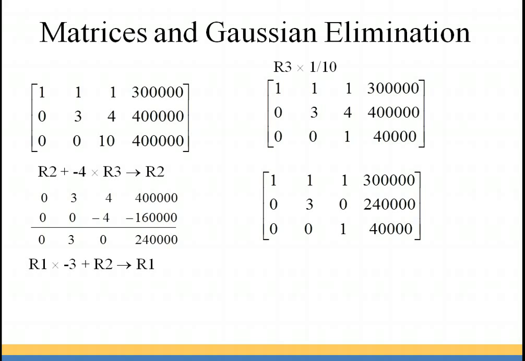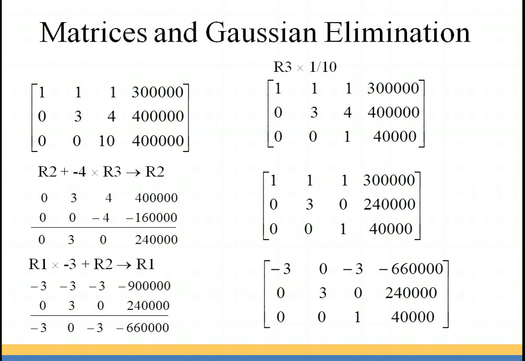Alright, so we're going to take row 1 and multiply it by negative 3 and add that to row 2. So multiplying the first row by negative 3, we get negative 3, negative 3, negative 3, negative 900,000. Adding that to row 2, we get negative 3, 0, negative 3, and negative 660,000. We're going to put that answer back into row 1. So now we've eliminated one of the variables in row 1. We need to eliminate another variable in row 1.